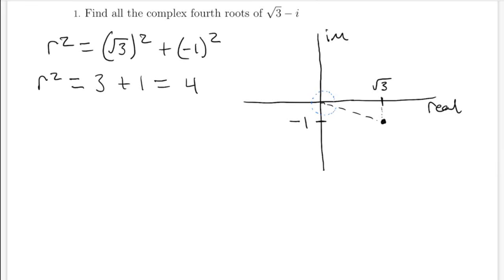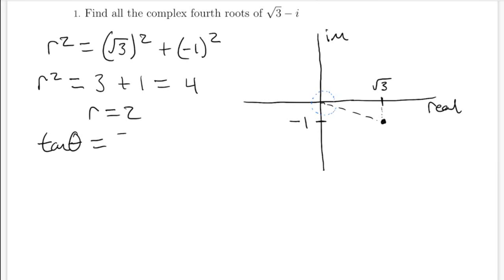So my r squared equals 4, and this means that r equals 2, okay? So not too bad. R usually isn't too tough to find. Now we just need to find theta. So what I'm actually going to do is use tangent, although you could use sine or cosine as well now that we have r. But I'm going to say whatever this angle is, the tangent of this angle equals y over x, right? Or you can think of it as opposite over adjacent.